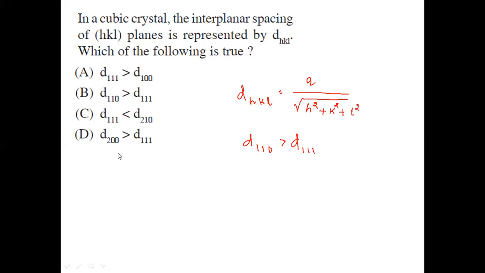Now look at this option. In this option, the denominator will be root 2, that is 1 square plus 1 square plus 0 square. In this case, the denominator will be root 3, that is 1 square plus 1 square plus 1 square. So a by root 2 you will get for this, and for this you will get a by root 3. And definitely a by root 2 is greater than a by root 3.